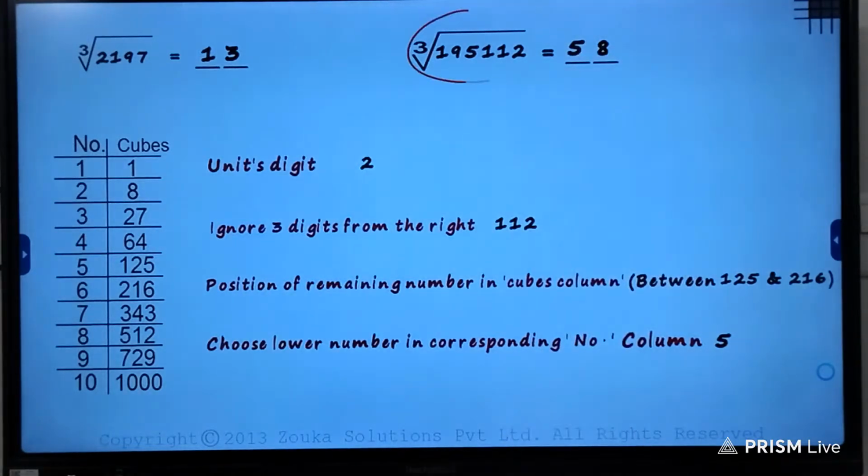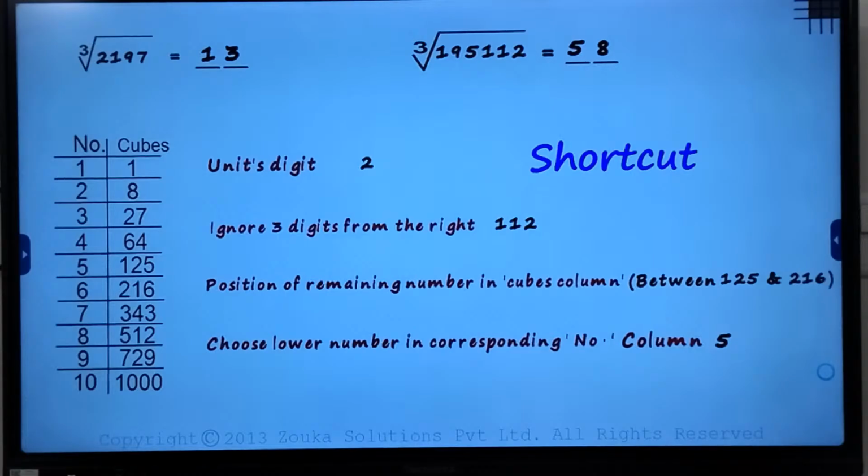Hence, the cube root of 195,112 is 58. With good practice, you will be able to solve this in 5 seconds. And remember that this method is a shortcut and cannot be used to solve questions in your exams. You may use this method purely to verify your answers.